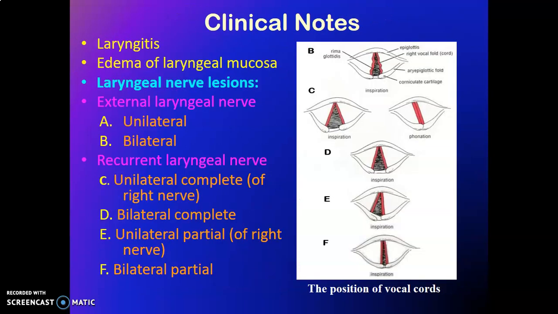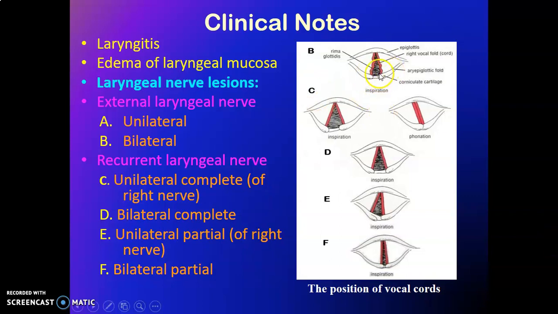So we have laryngitis, which is inflammation of the laryngeal mucosa. The laryngeal mucosa can be edematous, with accumulation of fluid in the laryngeal mucosa. Then you can have nerve lesions. External laryngeal nerve lesion can occur unilateral or bilateral. And again, recurrent laryngeal nerve lesion can also be unilateral or bilateral.